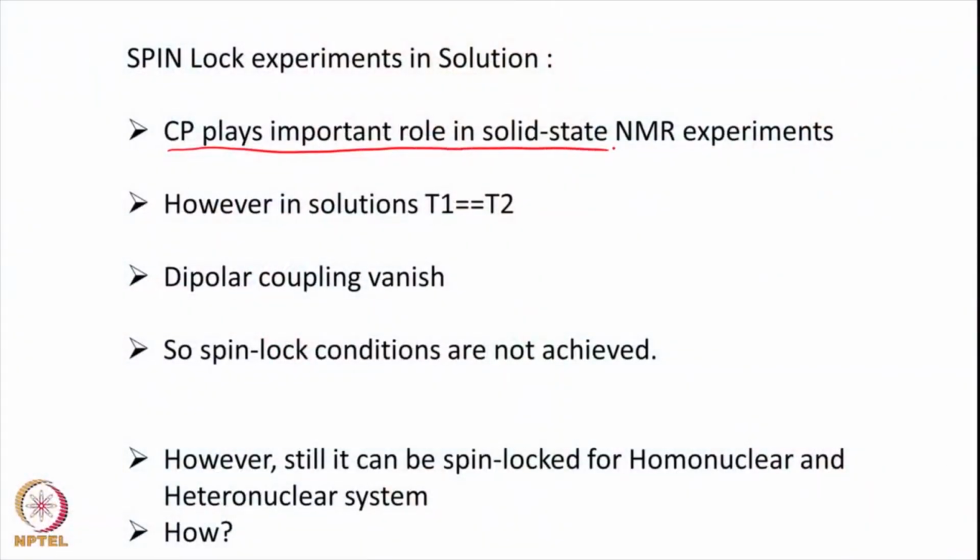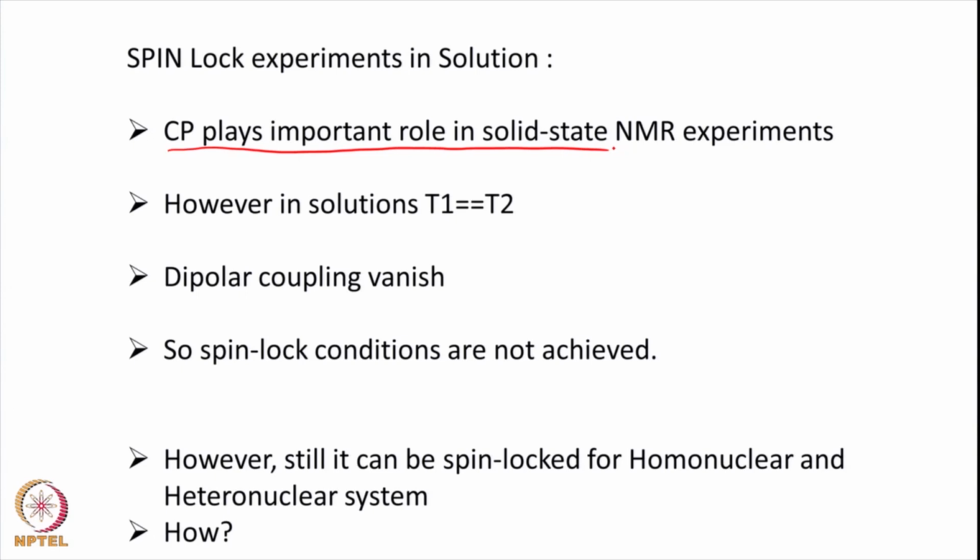CP, which means cross polarization, plays an important role, and in general in solid state NMR, all experiments where we are detecting on carbon start with cross polarization. We transfer the magnetization from proton to carbon; that is the first step in a solid state experiment.